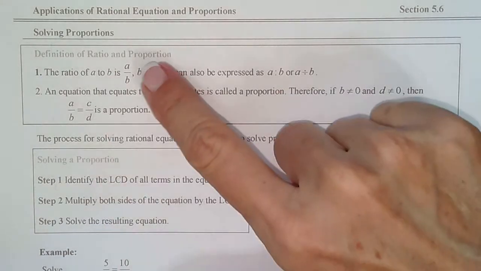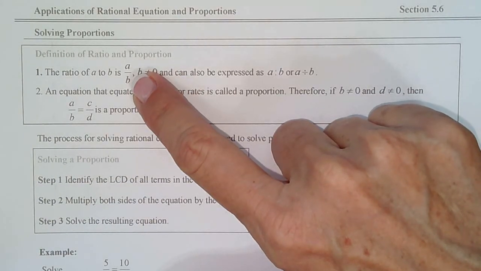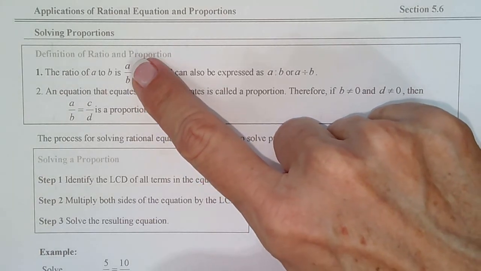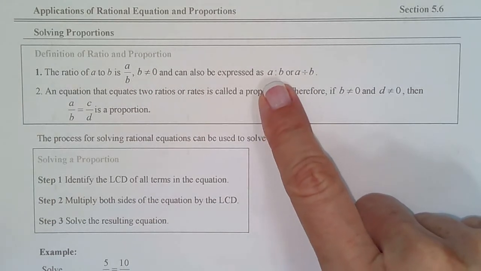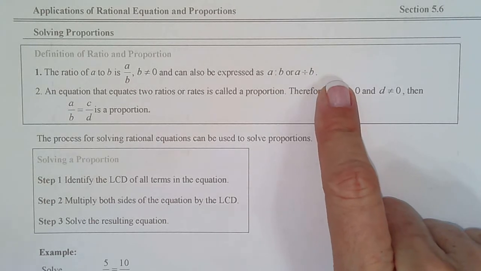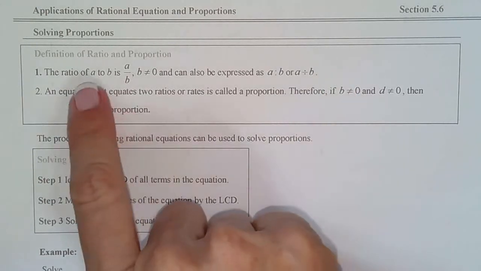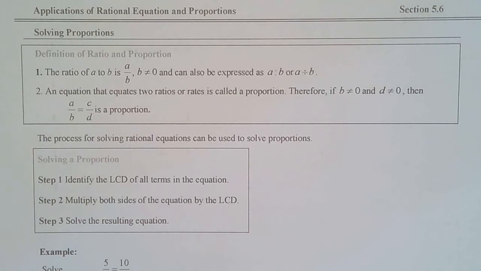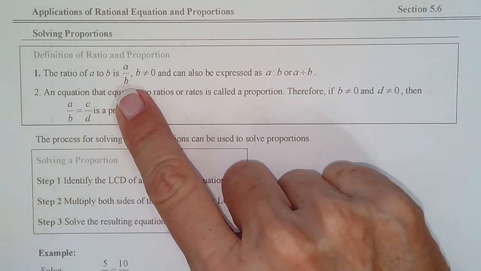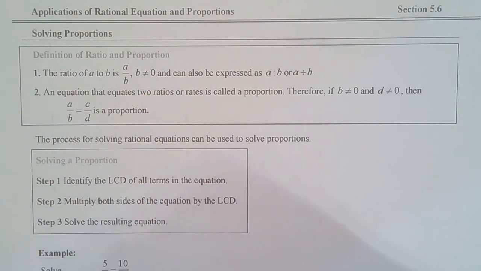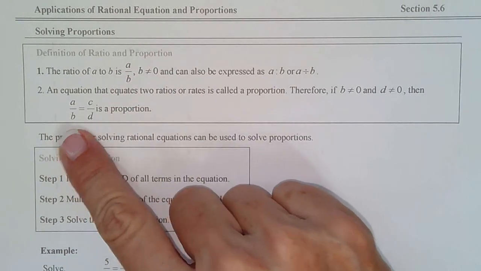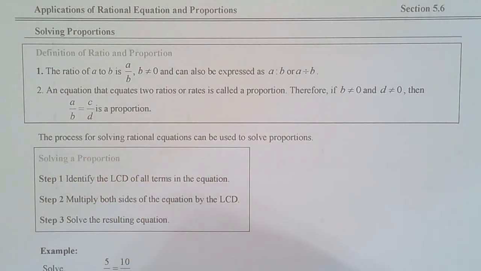A ratio is a comparison of 2 numbers, and our common word for ratio is fraction. So I'm comparing A to B, and it can also be written A colon B, A divided by B, or A to B. So there's 4 different ways that we can write it. The most common in math is to write it as a fraction. So a fraction is just a ratio. When I set 2 ratios equal, one fraction equals another, then we call it a proportion.